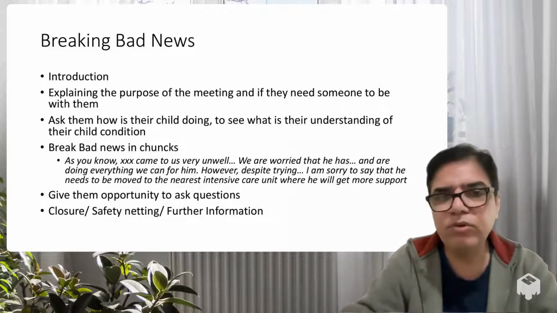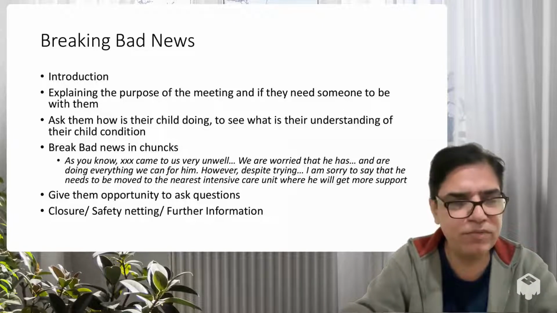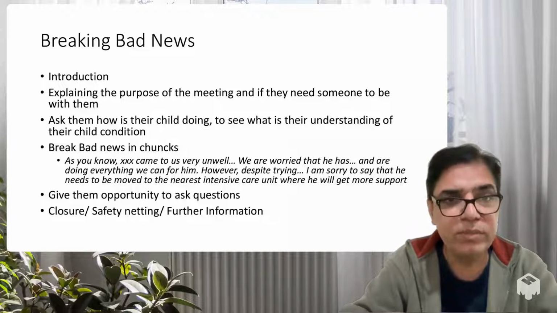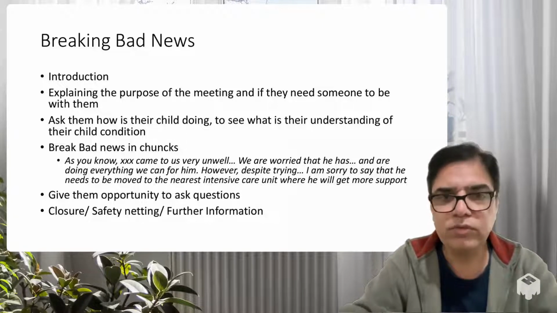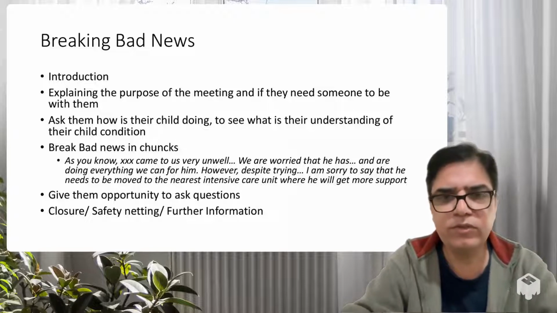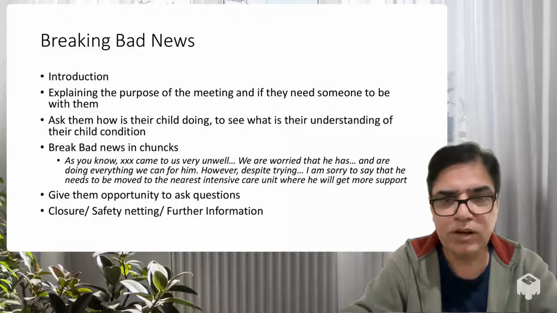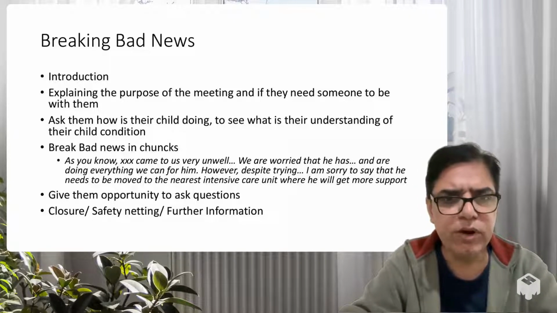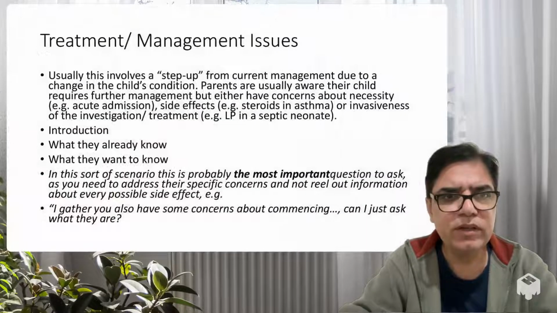And finally, at the end, you go through the same disclosure, safety netting, and further information about that. You say the consultant or the oncologist will have a further meeting with you and give you some more information. In the meantime, you can gather your thoughts. If you've got further questions, just write them on a piece of paper. These are the leaflets which you can take. You can spend your time with the child, and I will get back to you later on. So you go accordingly. Then moving on to the other stations, which are usually regarding treatment and management issues.